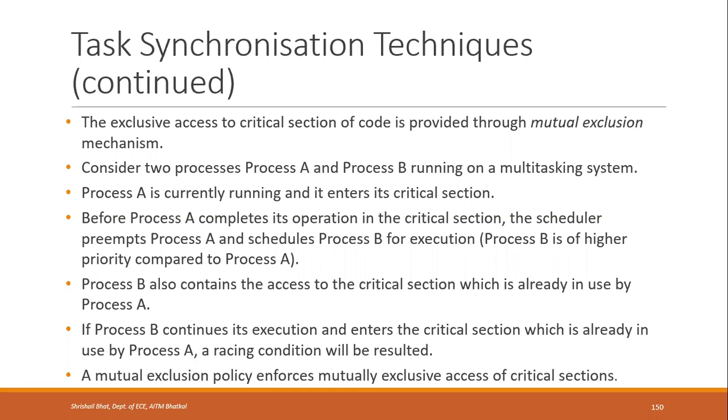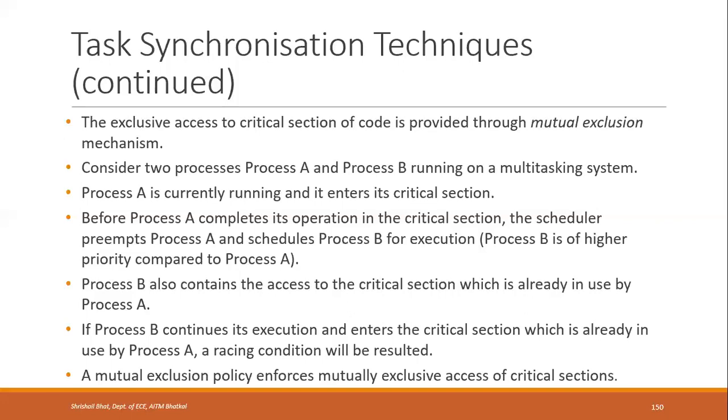If process B continues its execution and enters the critical section already used by process A, then a racing condition will result. It might cause some changes in that particular critical section which will later not be known to process A, and it will cause further changes. So the result will be unexpected. That is the racing condition we have seen yesterday, right? So to avoid this, we should go for mutual exclusion.